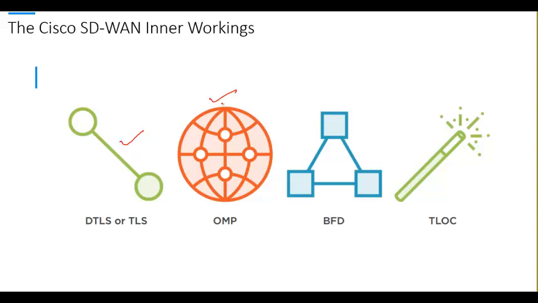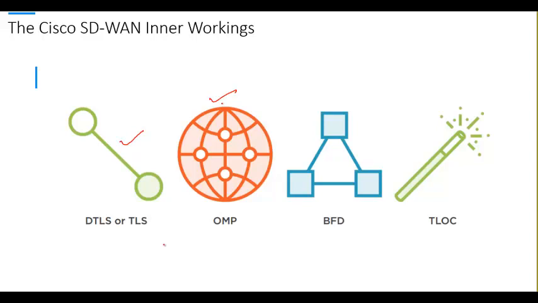Now, the vSmart is the one which is going to determine the network topology. How? By collecting all the information via OMP, it calculates the best paths to the network destinations. The vSmart calculates the best routes to the network destinations and then distributes this routing information to all the WAN edge routers. So the role of the OMP protocol is also very important. And this OMP uses that tunnel, TLS, DTLS.